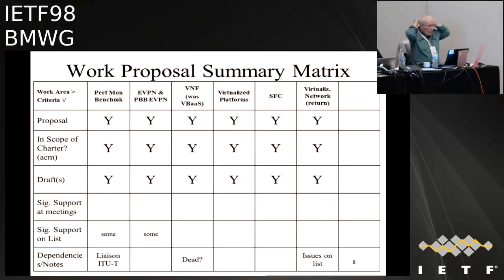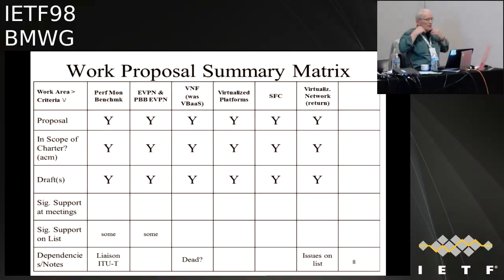So here's where we stand in the work proposal summary matrix. I try to keep this up to date. We've got a column for every proposal, including the new ones and the old ones, and some that are returning, and some that we're going to talk about this time. Of note is that we have a liaison out to the ITU-T Study Group 15 on the performance monitor benchmarking for Y.1731. That's the Ethernet OAM, and Study Group 15 is the place that owns this protocol now. So we have a liaison out to them, and we'll discuss some of that later.